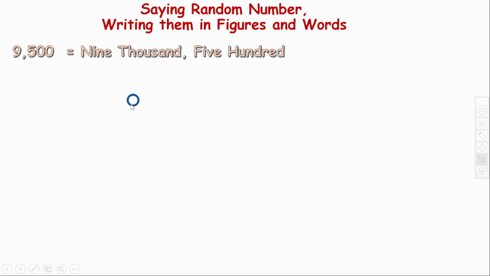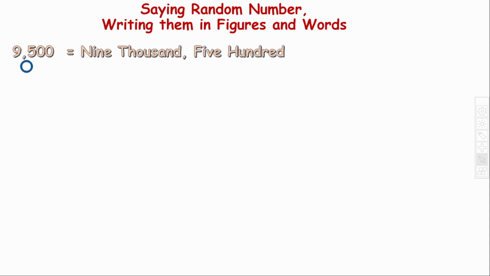Let's try to write some random numbers in figures and in words. Sometimes you might just have some very complex numbers that you want to write in figures and in words. So I'm going to give you some examples. From there, it will give you ideas on how to write random numbers. The very first example you're going to have is 9,500. How do you write this?